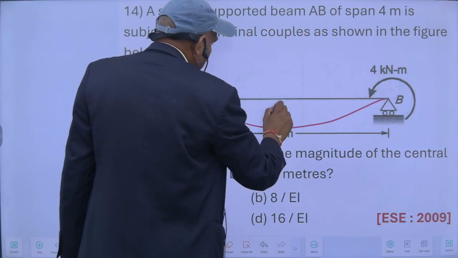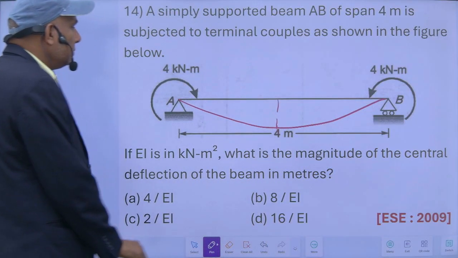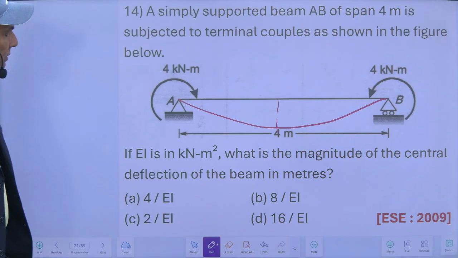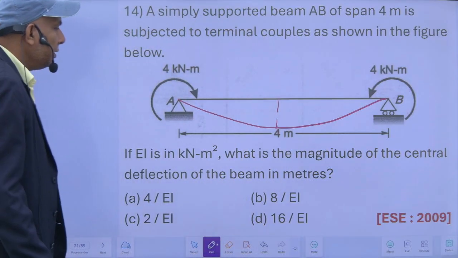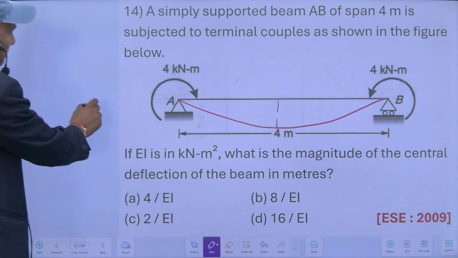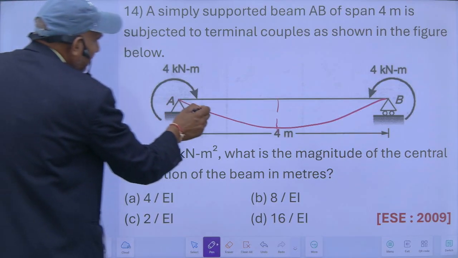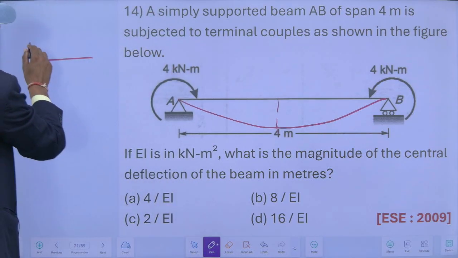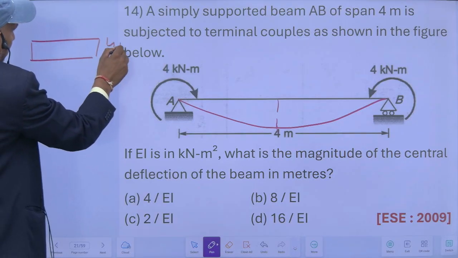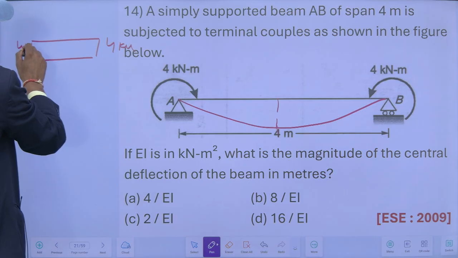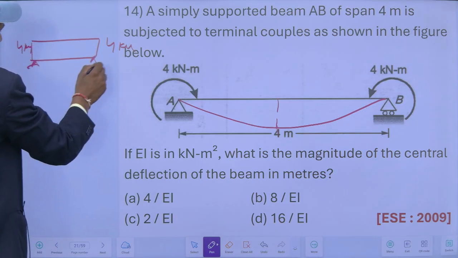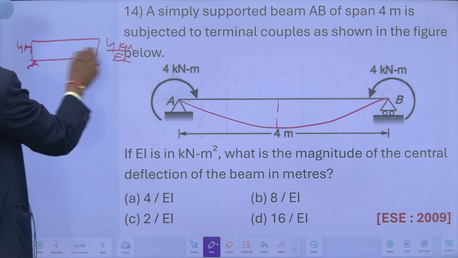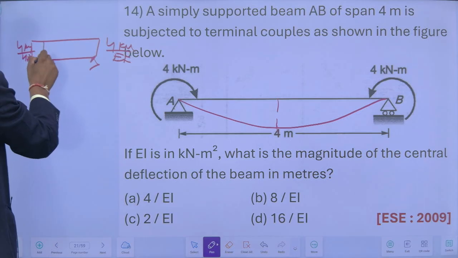There is a central deflection I have to find. So for this, what I can do? I can use the conjugate beam method. So its moment diagram will be like this. Both are sagging, this is sagging, this is also sagging. So this is 4 kilonewton meter, this is 4 kilonewton meter, and this will be simply supported. So this will be 4 upon EI and 4 upon EI. So this is the conjugate beam.